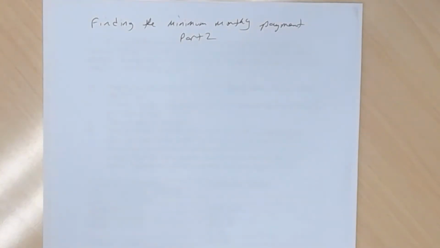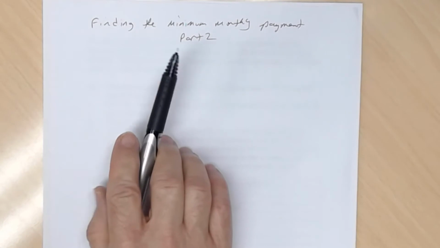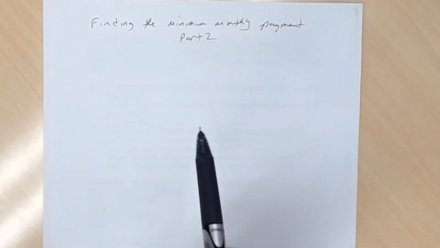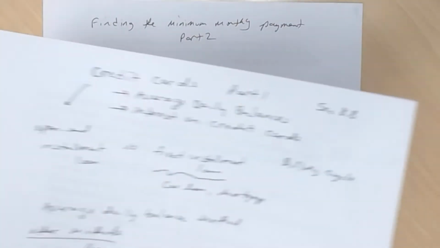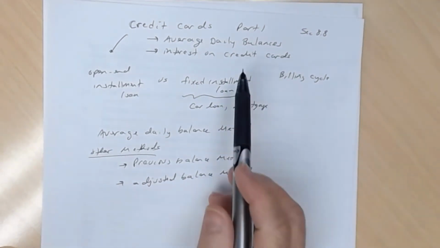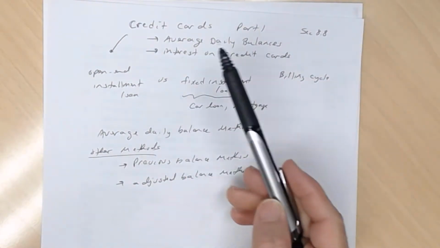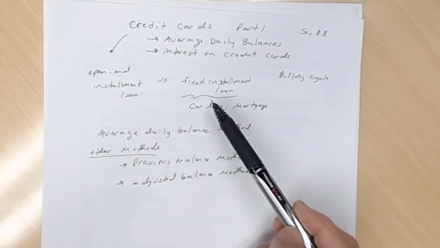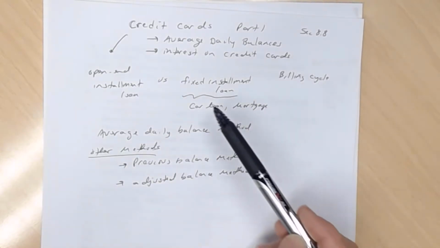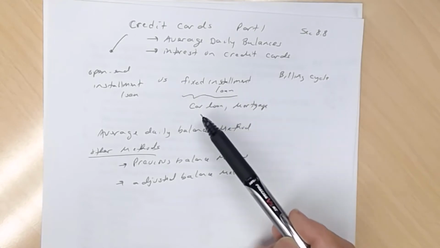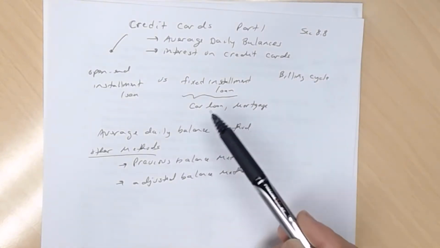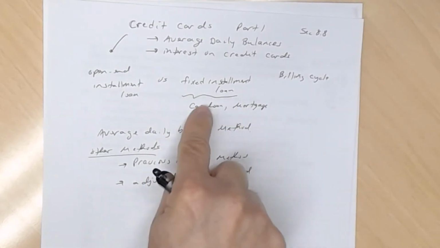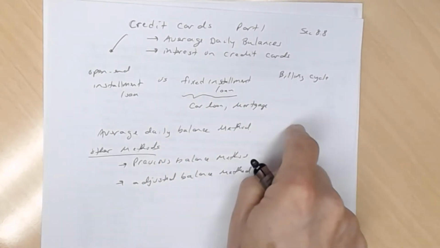Okay, so this is part two of the lesson on finding the minimum monthly payment on credit cards. Now remember, we are talking about credit cards. In part one, we discussed the fact that those were open-end installment loans versus fixed installment loans. Fixed installment loans are things like car loans and mortgages, where you pay a set amount each month. Part goes towards the interest, the rest goes towards the principal.